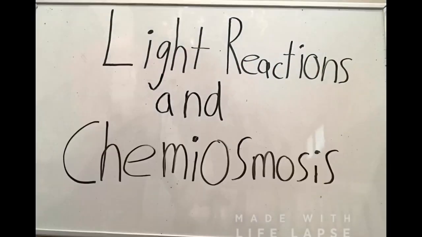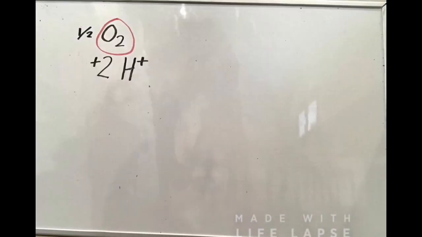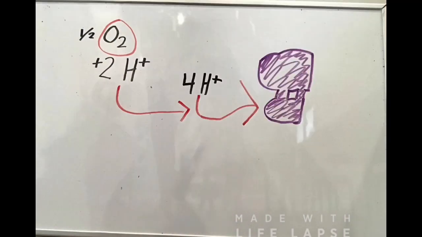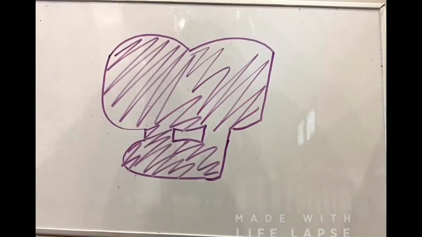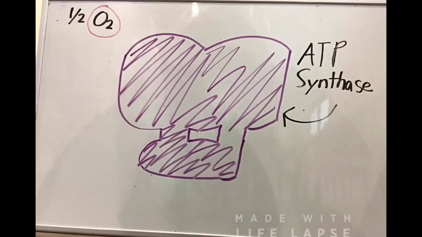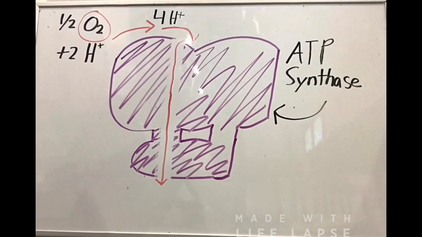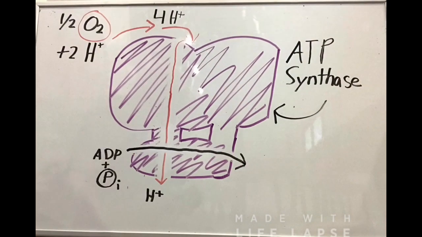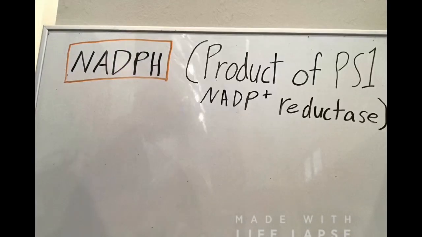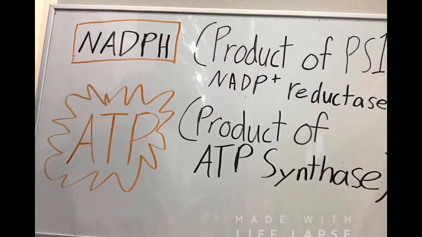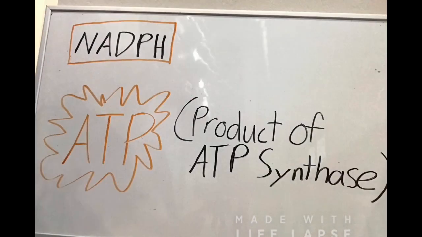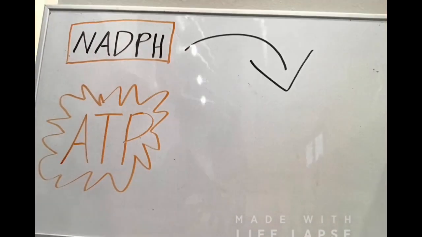Hydrogen ions from water that has been split by photosystem 2 are pumped through ATP synthase, which results in ADP plus an inorganic phosphate group turning into ATP, which can go into the Calvin cycle with NADPH produced from NADP+ reductase.